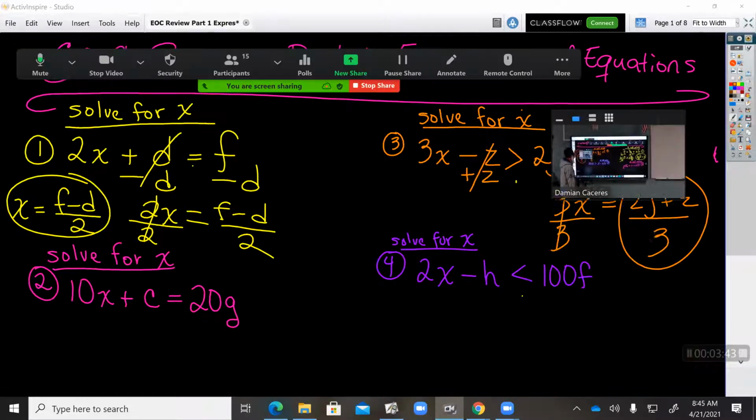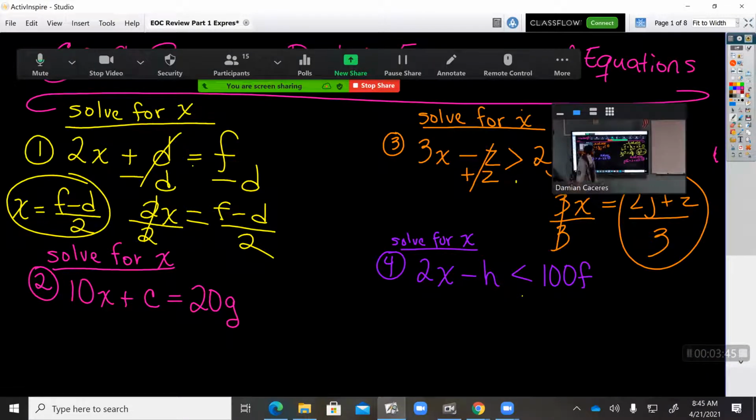Let's review those two questions. So on number 2, again, we're solving for x. So the first variable or term that we have to move or get out of there is the c because it's on the same side as the x. And the goal is to get the x by itself. So we need to start taking stuff away from that side. So we minus c on both sides first.